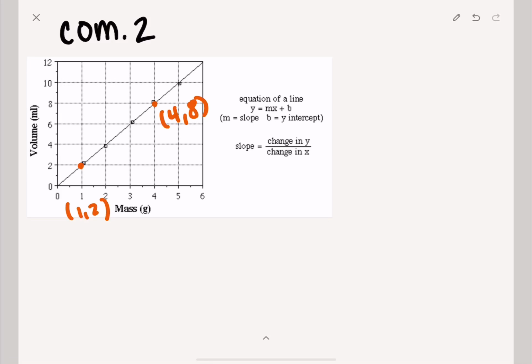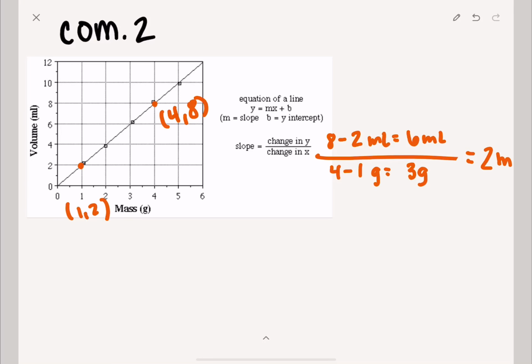To calculate slope, we need the change in y over change in x. So the change in y is 8 minus 2, and that is milliliters. So it's 6 milliliters over our change in x, which is 4 minus 1 grams. So 3 grams. And we're going to go ahead and simplify that. 6 over 3 milliliters for every gram is the same thing as 2 milliliters for every 1 gram.